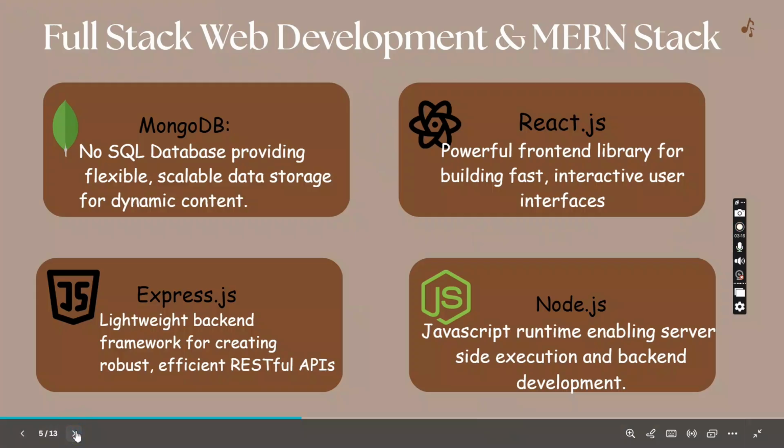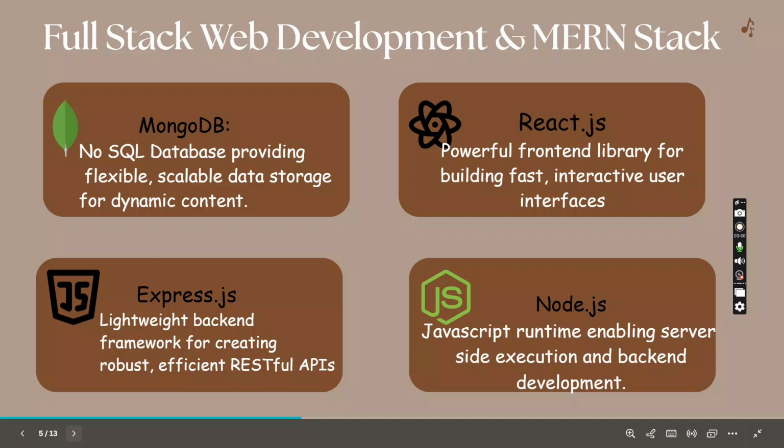Now, coming to the full stack web development and MERN stack we used in our project. First, MongoDB, which is a NoSQL database used to store user data, songs, and playlists. It stores data in JSON-like format and is highly scalable and flexible. Second, Express.js, which is a backend framework used to create APIs and handle server-side requests. It simplifies routing and server management.